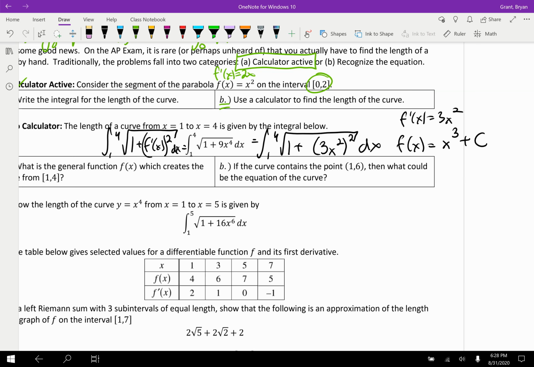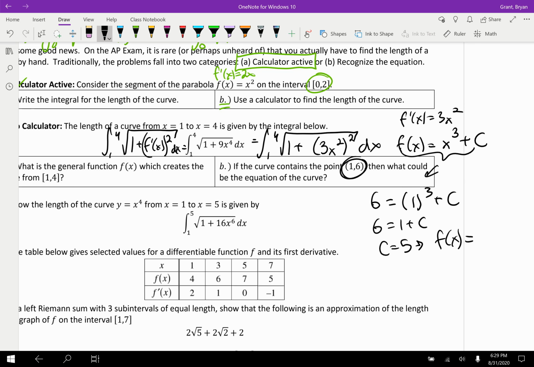And then b just plays off of that. If the curve contains this point, then what's the actual equation of the curve? No longer the general, but what is the actual equation? Let's just plug things in. So we know the output is 6, we know the input is 1, and we don't know c, right? I just took what was here. So 6 equals 1 plus c, c equals 5, which tells us that the actual equation for this curve, which passes through (1, 6), is x cubed plus 5.